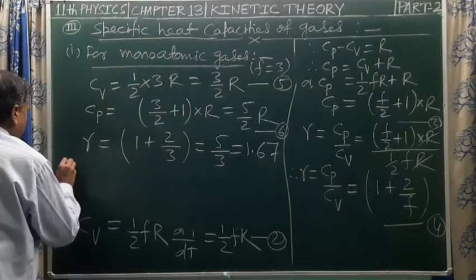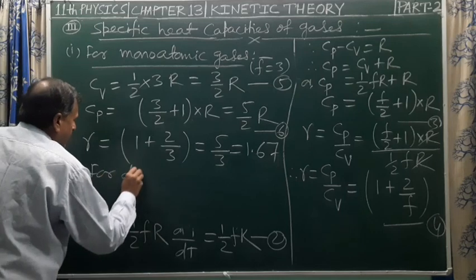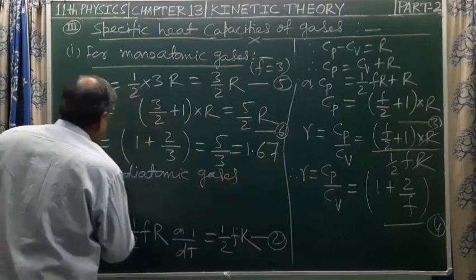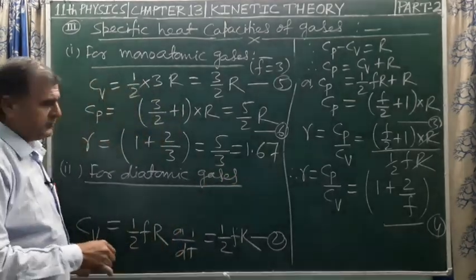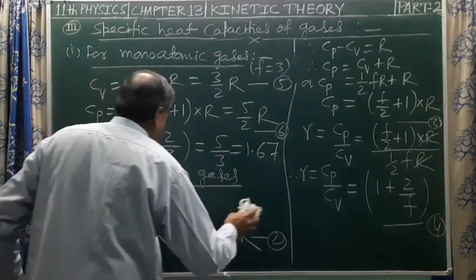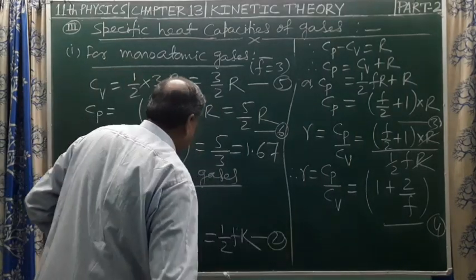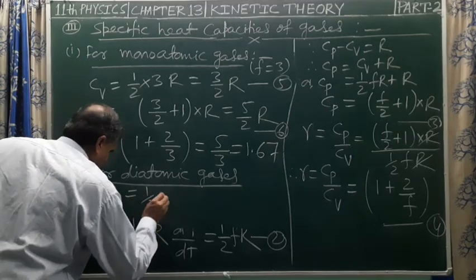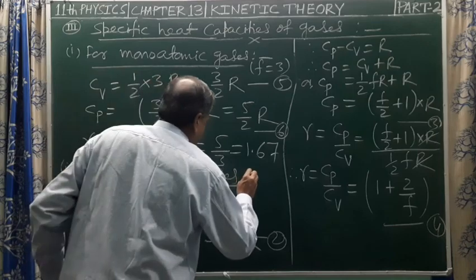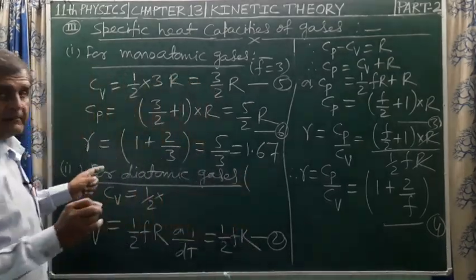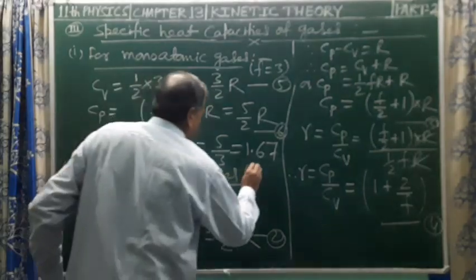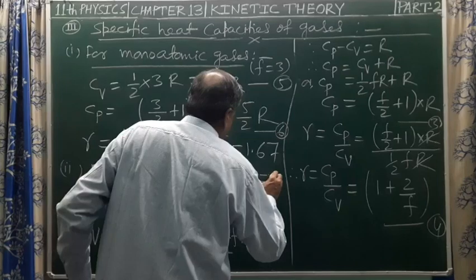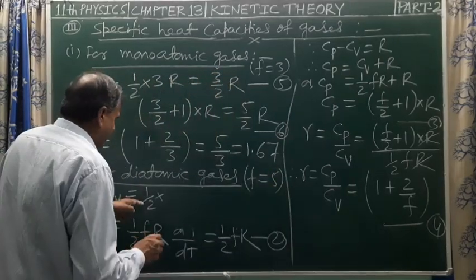Now for diatomic gases, for example O2, H2, N2, etc., we have already discussed it. So for a diatomic gas, Cv is equal to 1 by 2 F into R, where F is the total number of degrees of freedom. For a diatomic gas, F equals 3 plus 2: 3 translational degrees of freedom plus 2 rotational, that is 5. So Cv is equal to 1 by 2 F into R.